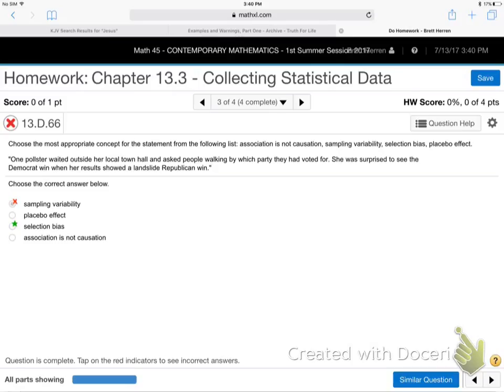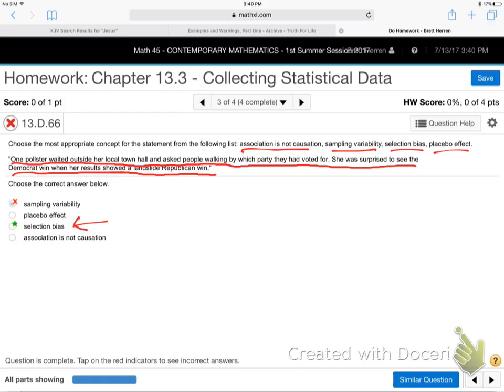Okay, choose the most appropriate concept for the statement. Association is not causation, sampling variability, selection bias, placebo effect. One pollster waited outside her local town hall and asked people walking by which party they had voted for. She was surprised to see the Democrat win when her results showed a landslide Republican win. That's selection bias. What are we talking about? How is that selection bias?